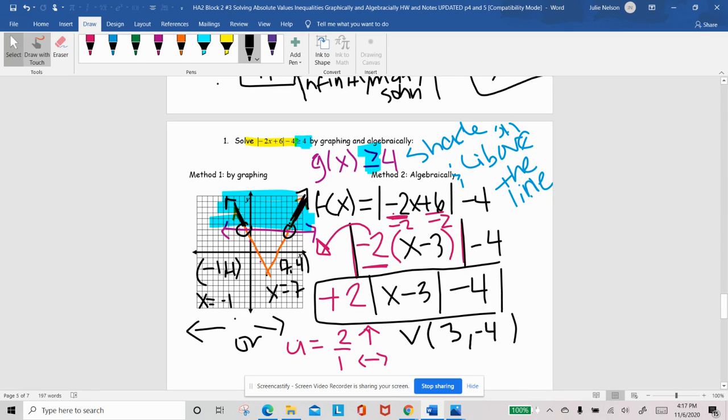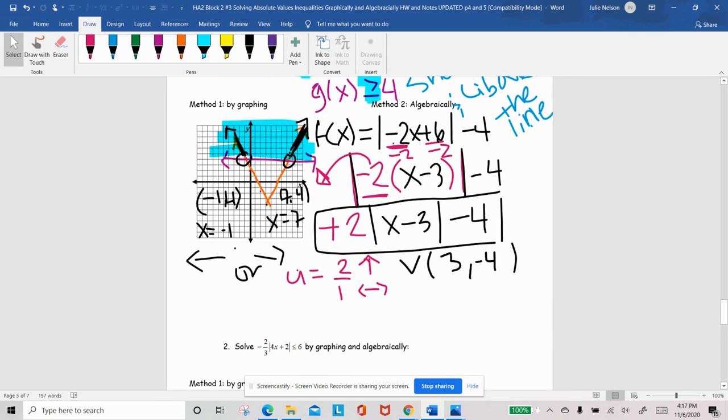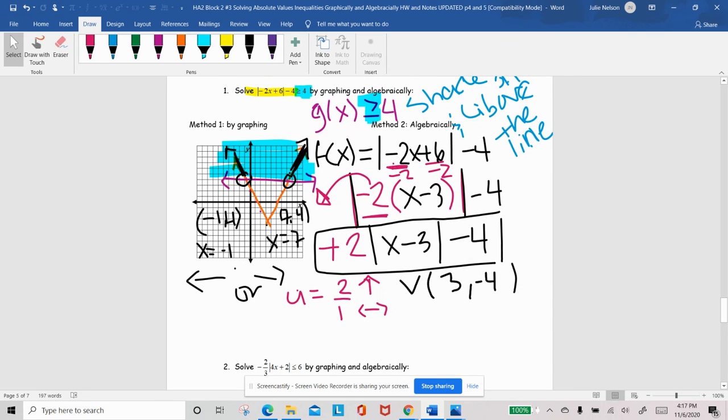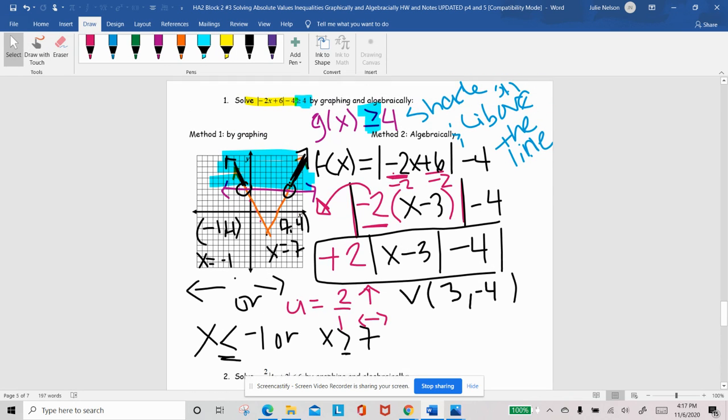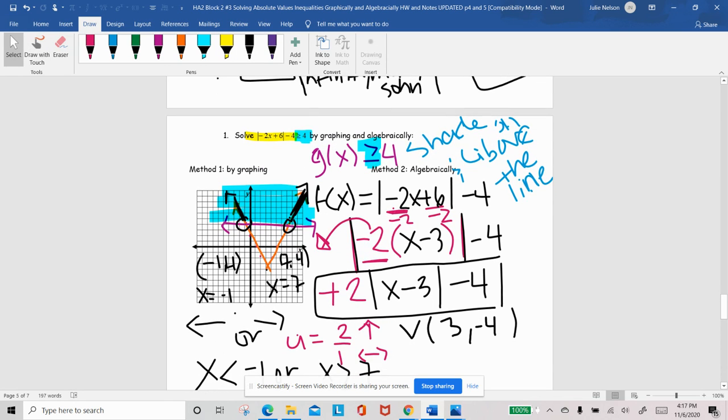And because those two pieces are going away from each other, notice those arrows are going away from each other, then when I write my inequalities, those arrows have to go away from each other also. So x is less than -1, or x is greater than 7. Now I'm going to put an equal symbol on both of these, and the reason why is because the original problem right here has an equal symbol as well. It's a greater than or equal.